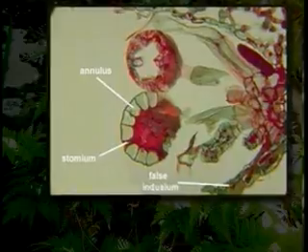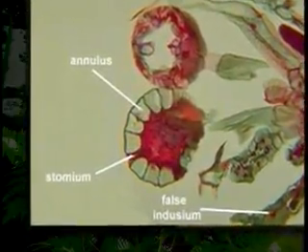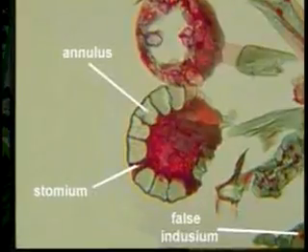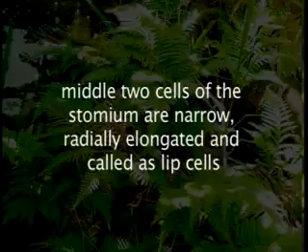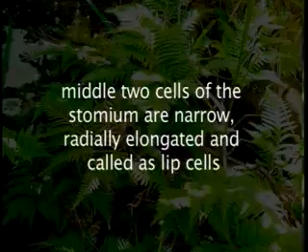The stomium is present in between the end of annulus and stalk that forms the remaining portion of the ring. The stomium cells are long, flat, and thin-walled and permit easy cleavage of the sporangium and dehiscence. The middle two cells of the stomium are narrow, radially elongated, and called as lip cells. 2 or 3 cells present above the lip cells form the epistomium, and the 2 or 3 cells below the lip cells form the hypostomium.